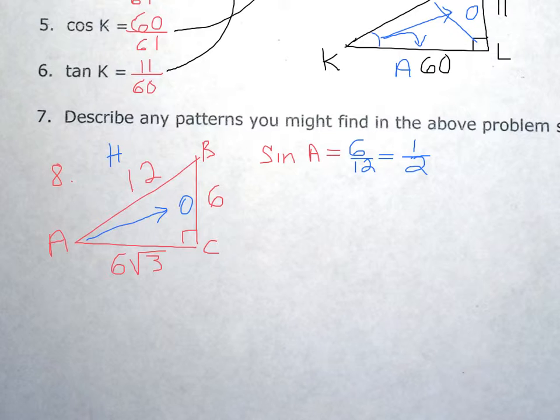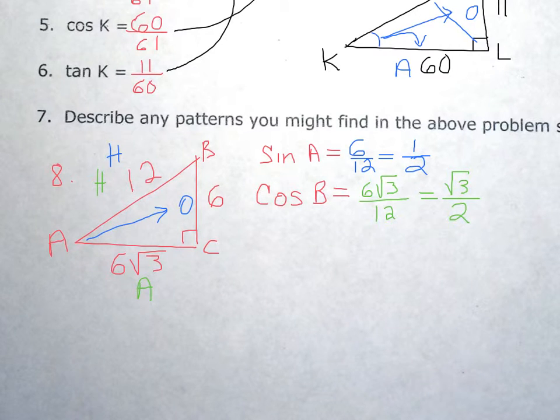And then let's get cosine. Cosine of B. So cosine of B, what are the letters that you use for cosine? Adjacent over the hypotenuse, okay. So then the adjacent is 6 square root of 3 over the hypotenuse, which is 12. Can you reduce that a little? Yes, the 6 and the 12 again is 1/2. So this is just like square root of 3 over 2. Okay. And then we get a tangent.